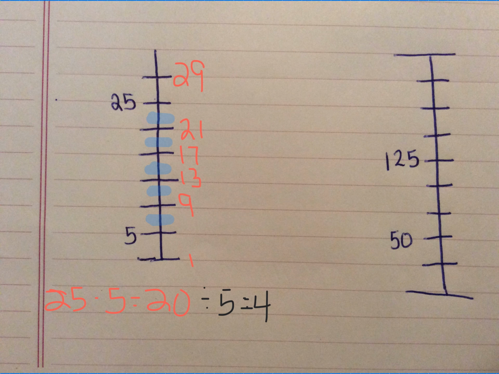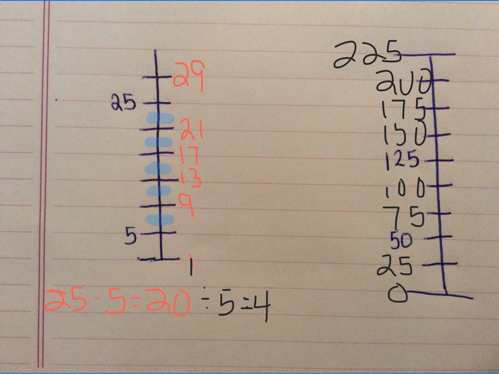Okay, so 5 minus 4 is 1. That's how I got this 1. 5 plus 4 is 9. Plus 4 is 13. Plus 4 is 17. And so forth. So if you got a little stuck on that one, that's okay. If you didn't get to the second one yet, go ahead and pause and try it.